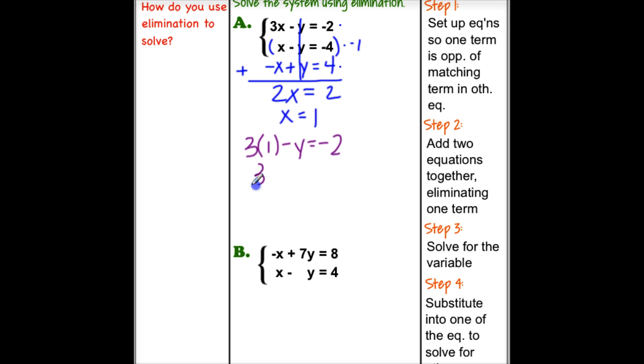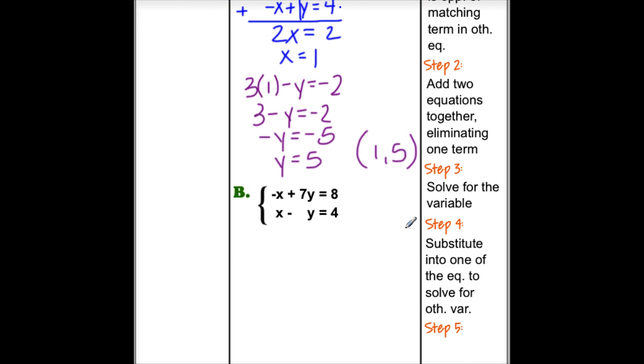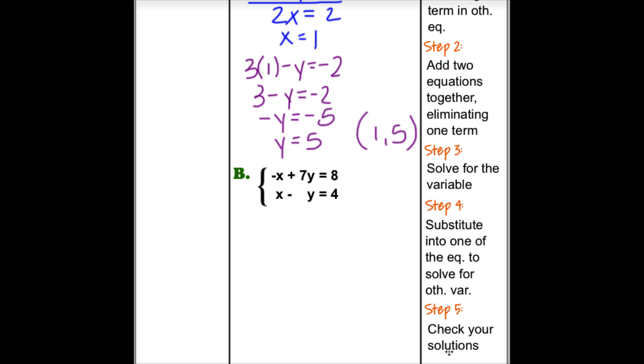3 times 1 is 3 minus y equal to negative 2. I'm going to subtract 3 from both sides, giving me negative y is equal to negative 2 minus 3, which is negative 5. Divide by negative 1 to give me y equals 5. So my solution should be 1, 5. If I go back and check that in the other equation, 1 minus 5 does give me negative 4. So I know that it is correct. And finishing up that last step is to check your solutions.